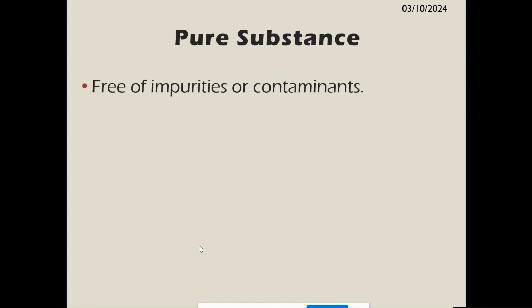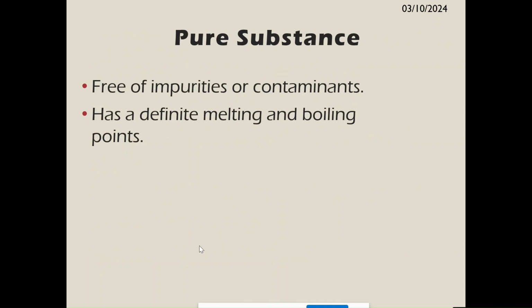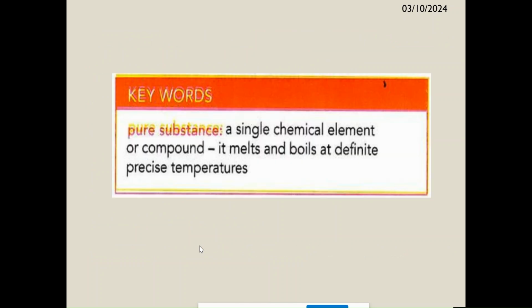What is a pure substance? Like if we say pure water or any other pure substance. A pure substance is a substance that is free of impurities or contaminants, with nothing else inside except itself. The pure substance has a definite and sharp melting and boiling point. A specific definition of a pure substance is that it's a single chemical element or compound, and it melts and boils at a definite, precise temperature.